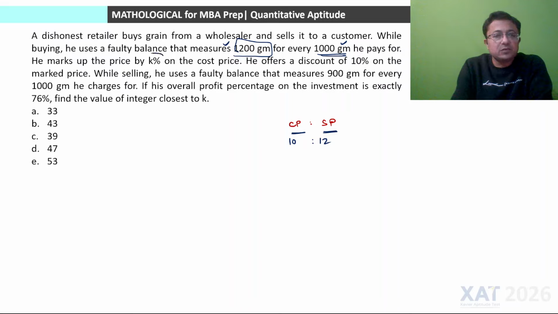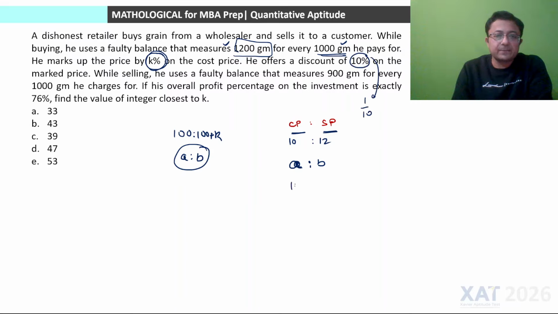ठीक है, तो मार्क्स अप बाई K%. अब so we can write this as 100:100 plus K, or for time being we can write this as A:B. In our calculation we write this as A:B. Okay, next he offers a discount of 10% on the mark price. So discount of 10% यानी कि 1/10 का discount दे रहा है on the cost price. So effectively if cost price is 10, he is taking only 9 rupees due to this statement.